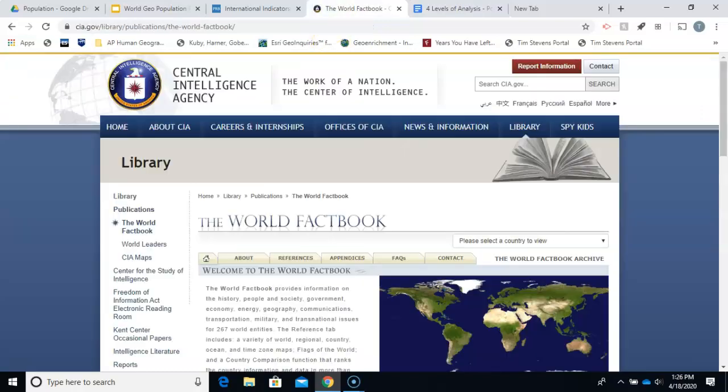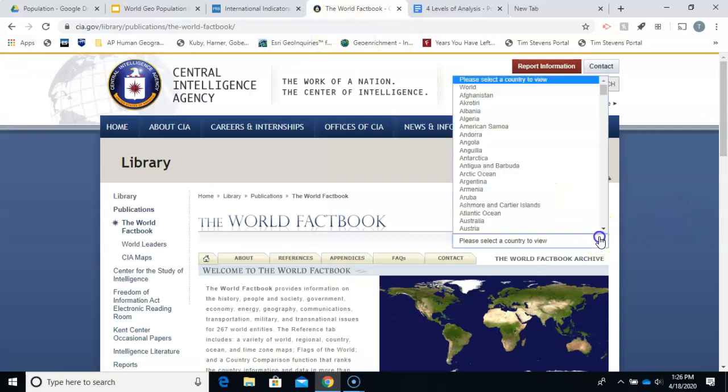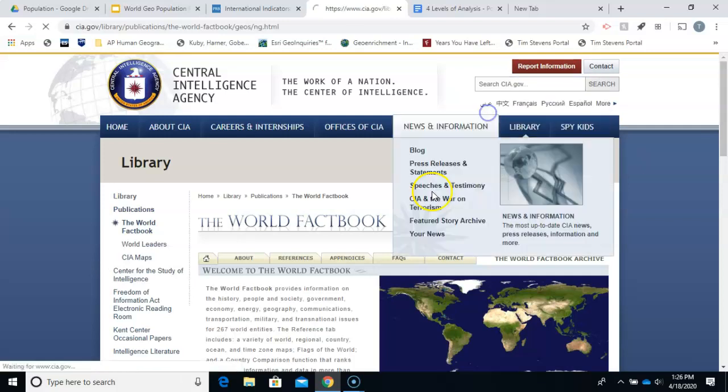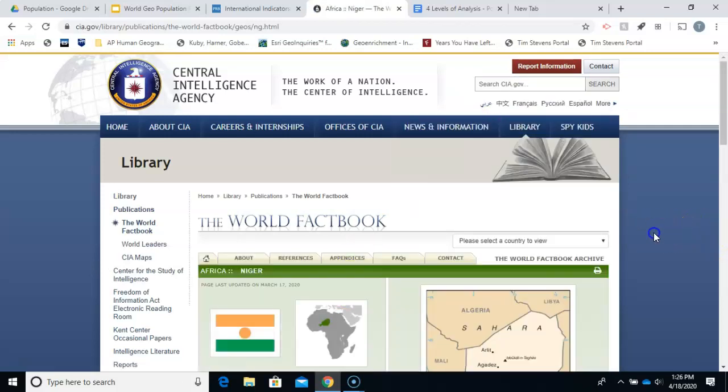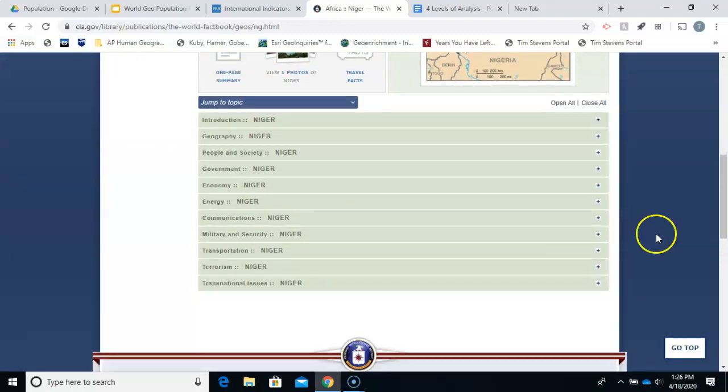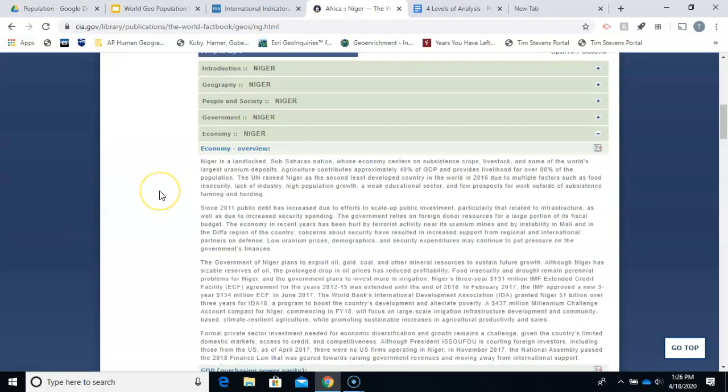Well, that's where we might want to go to the CIA World Factbook. And let's go to the country of Niger. Okay, so let's look at the country of Niger. You can look at their people and society, their government, their economy. I'm going to look at their economy, and let's just find out.